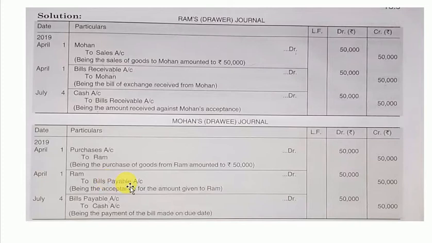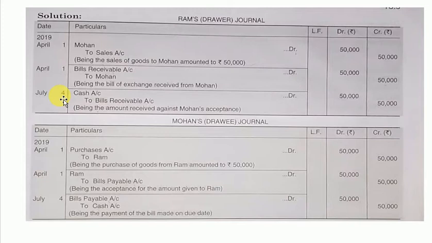Now comes the due date. Due date will be 3 months because the term of the bill was 3 months. From April 1, 3 months get completed on July 1. And then we have all studied that we have to add 3 days of grace. So July 1 plus 3 more days makes it July 4, the date of maturity. Remember, due date is July 1, but date of maturity is July 4.